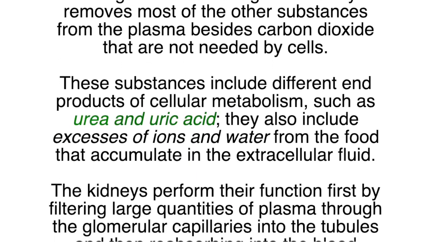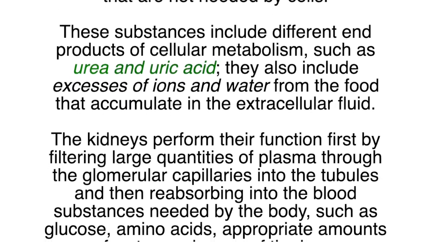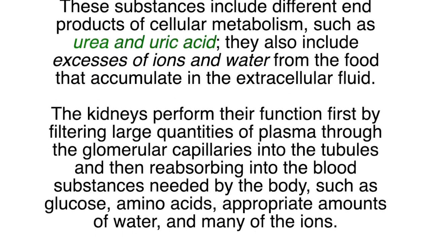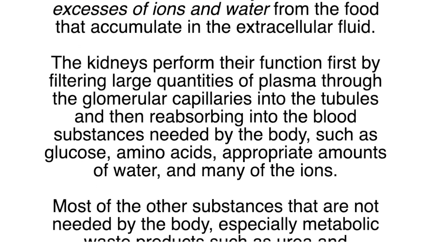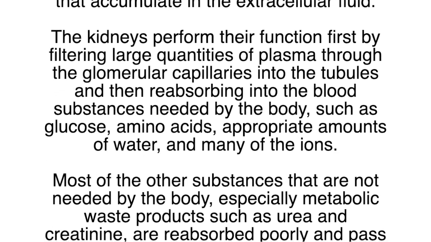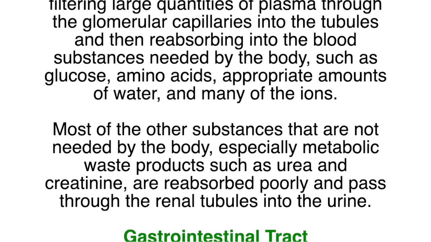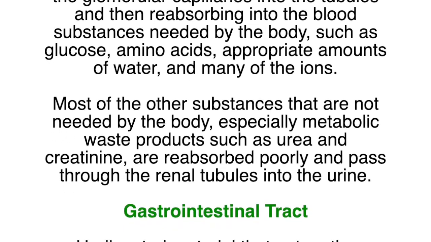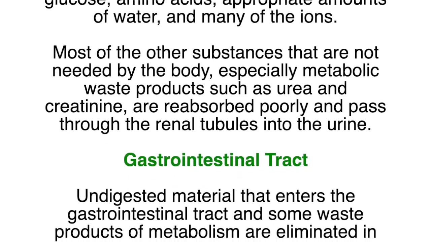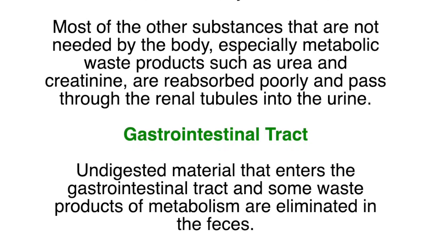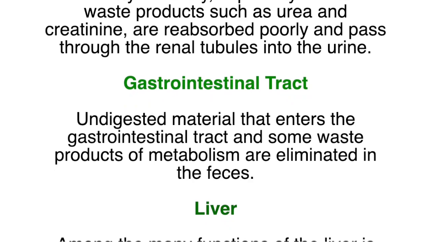The kidneys perform their function first by filtering large quantities of plasma through the glomerular capillaries into the tubules and then reabsorbing into the blood substances needed by the body, such as glucose, amino acids, appropriate amounts of water, and many of the ions. Most of the other substances that are not needed by the body, especially metabolic waste products such as urea and creatinine, are reabsorbed poorly and pass through the renal tubules into the urine.